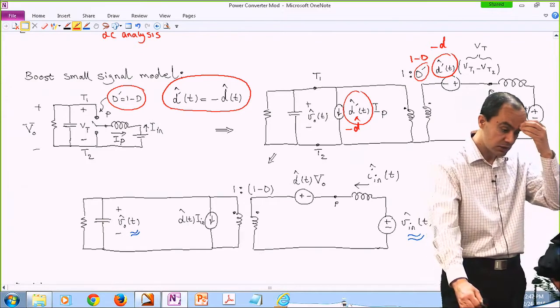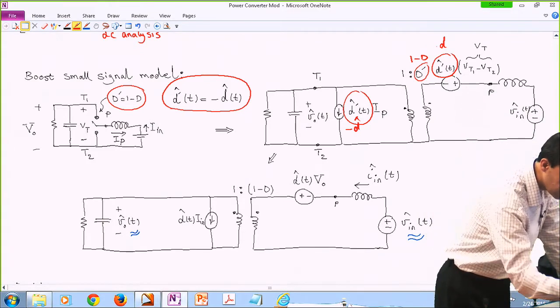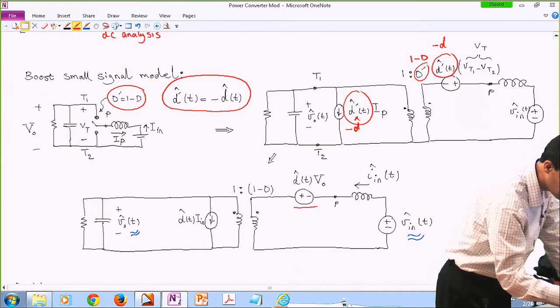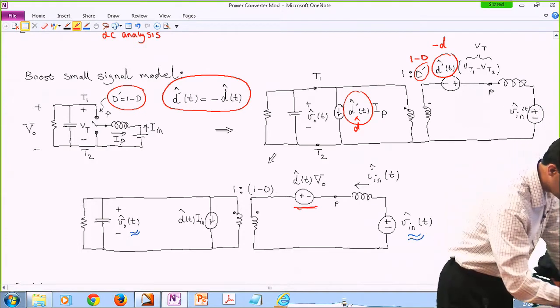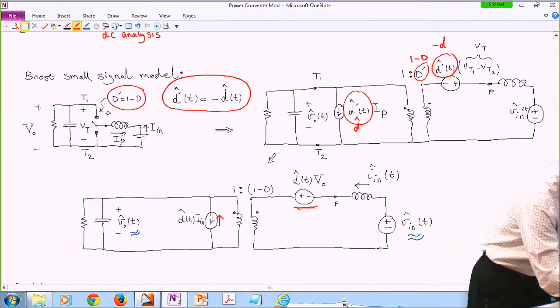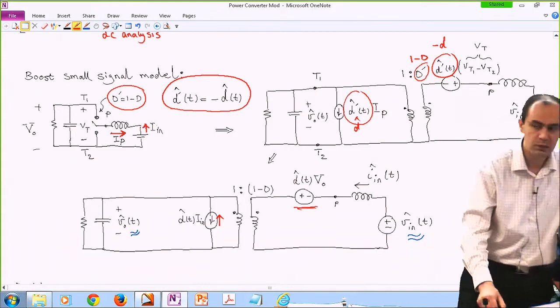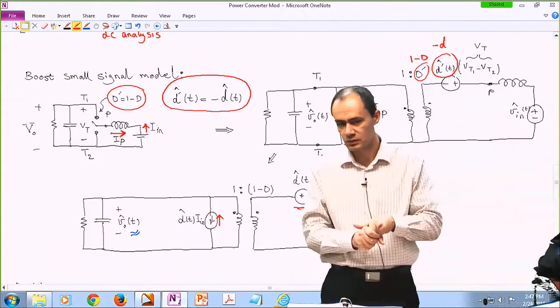The other trick that I did: there's a negative sign here, for instance, and that negative sign causes a change of polarity here. It should potentially change the polarity of this current. However, at the same time, pole current is flowing out, input current is flowing in. So there's a negative sign here as well. Negative times negative, I don't have to change the polarity.